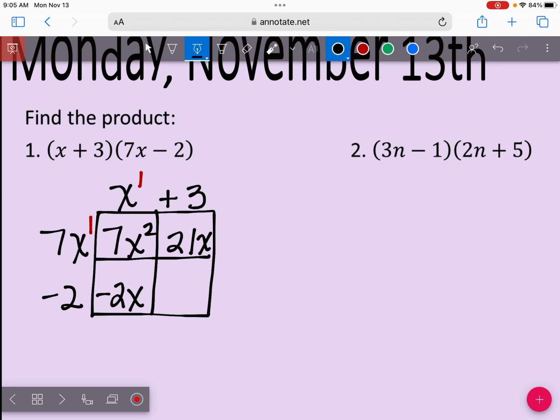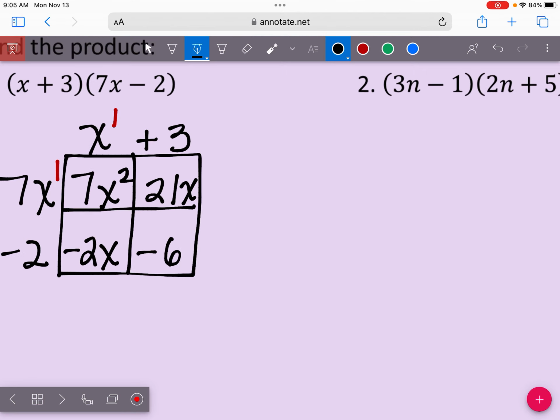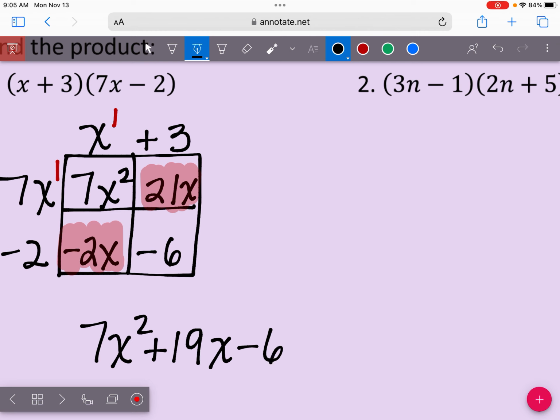X times negative 2 is negative 2x. And negative 2 times 3 is negative 6. So when you combine your like terms, that would be these two squares: 21 minus 2 is 19. So your final answer would be 7x squared plus 19x minus 6.